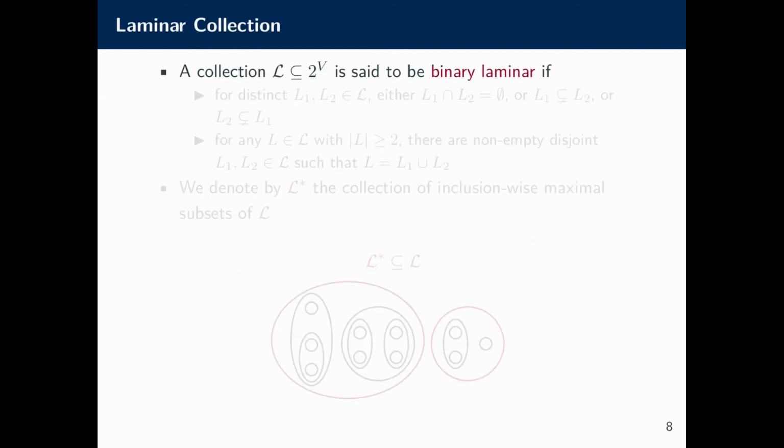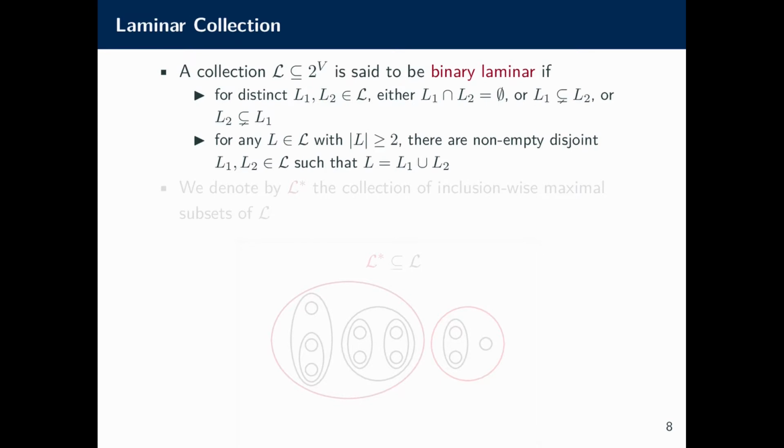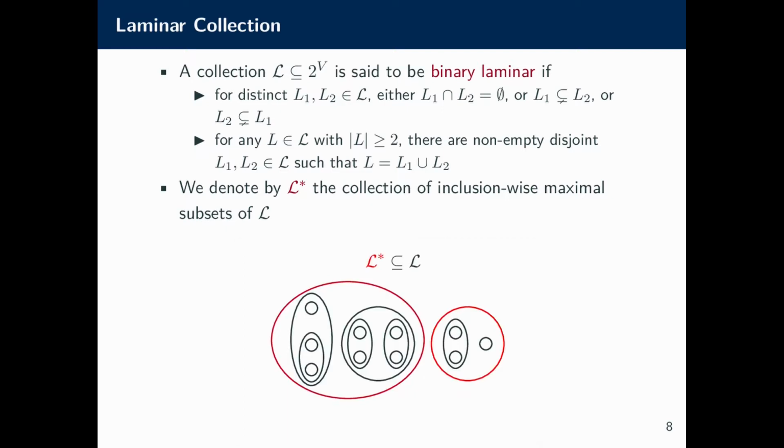We say that a collection of subsets of vertices is binary laminar if for distinct subsets in the collection, either they are disjoint or one is a subset of the other. And for any subset L of size at least 2 in the collection, there are 2 other subsets such that their union results in L. We also denote by a star the inclusion-wise maximal subsets in the collection. In this example, all the circles are subsets contained in the calligraphic L collection, and the circles in red are the ones in the collection calligraphic L star.